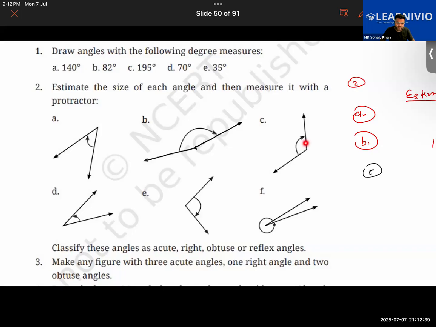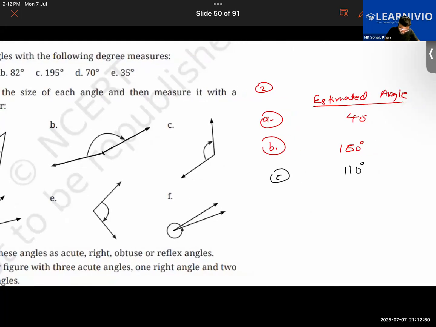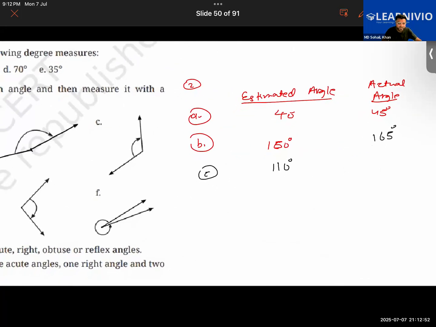No matter from which side you measure it, it's still going to be the same, but there are some standard methods we have to follow. So that is 120 degrees. Do the same with the other ones. Tell me about D. First, make a guess.